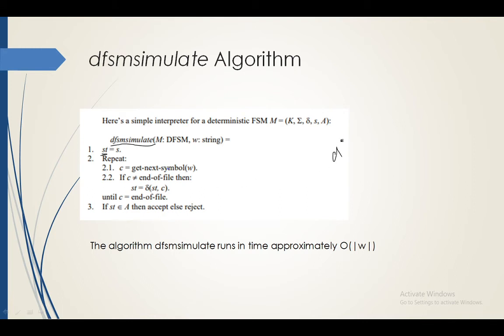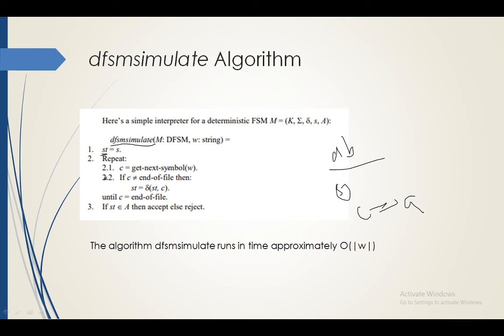Assume that AB is a given string. What will C do? I am in the start state. What is the next symbol? The first symbol. C equal to the first symbol, that is A here. So this is a symbol from the given string W. Then I will check if C is not equal to end of the file. No, it is not equal to end of the file. Then ST equal to transition of ST of C.